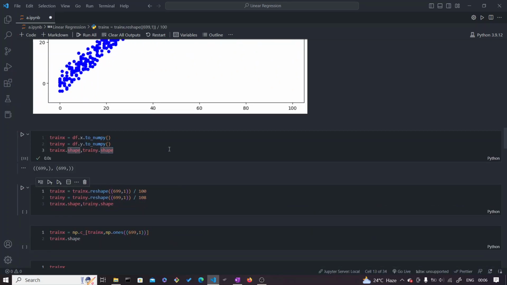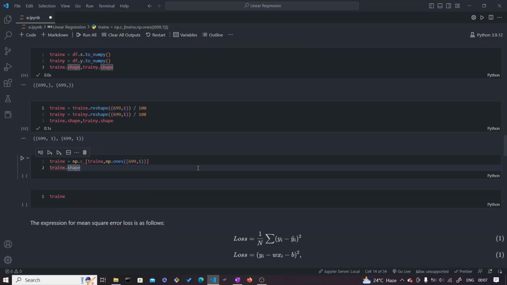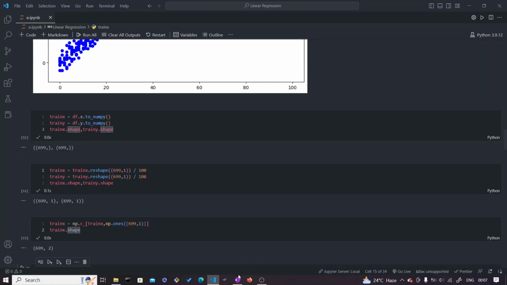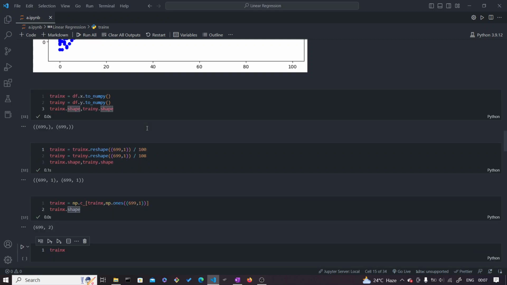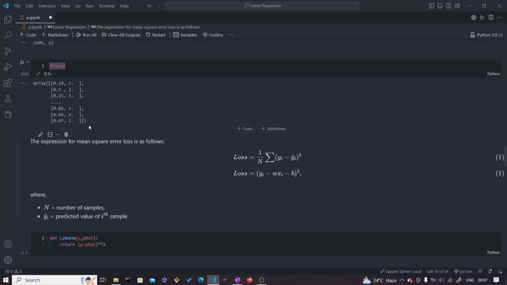Now we'll convert this into NumPy arrays. We'll normalize it. Then we'll add ones to it, because I have already said that you add the bias term. Hence, you have to add 1 to the entire input vector. So now your dimension is 699 cross 2. This is the train x, your training dataset.